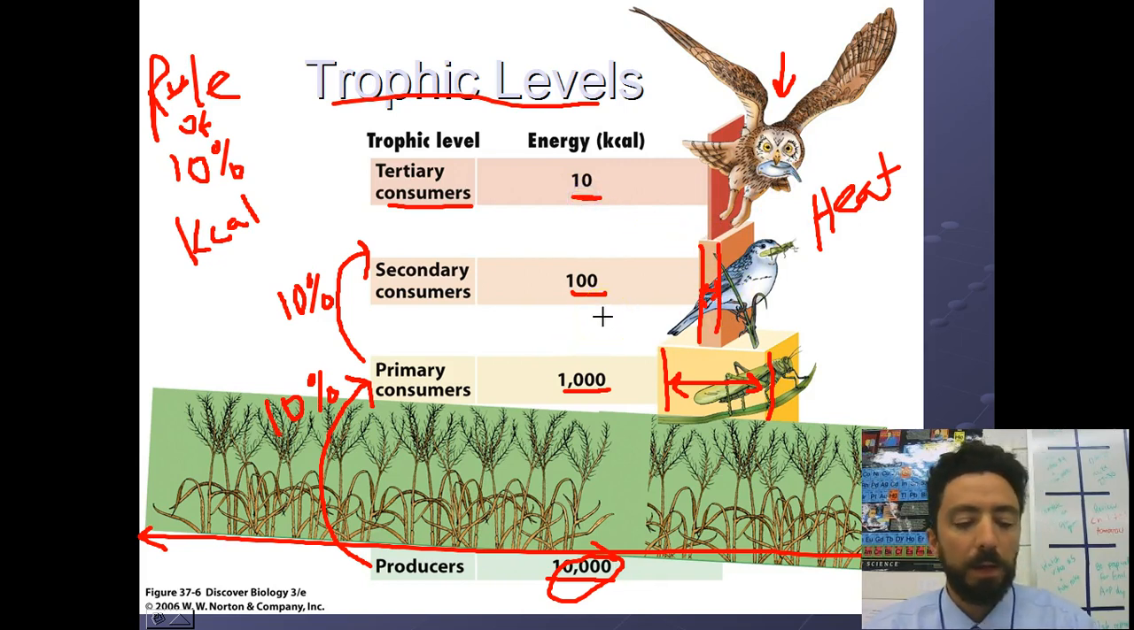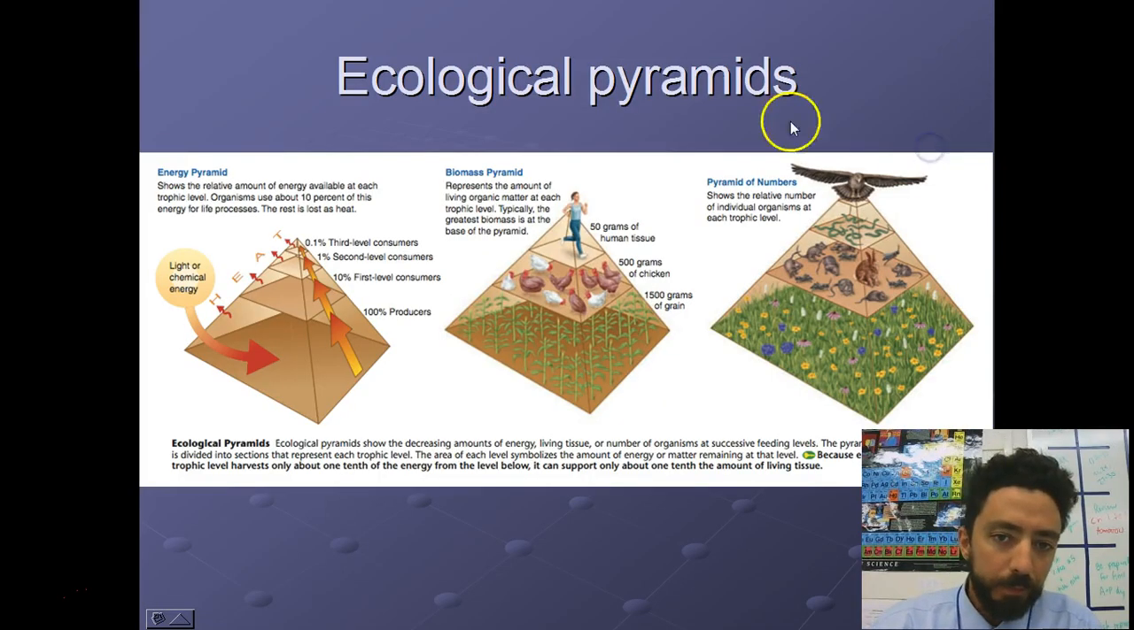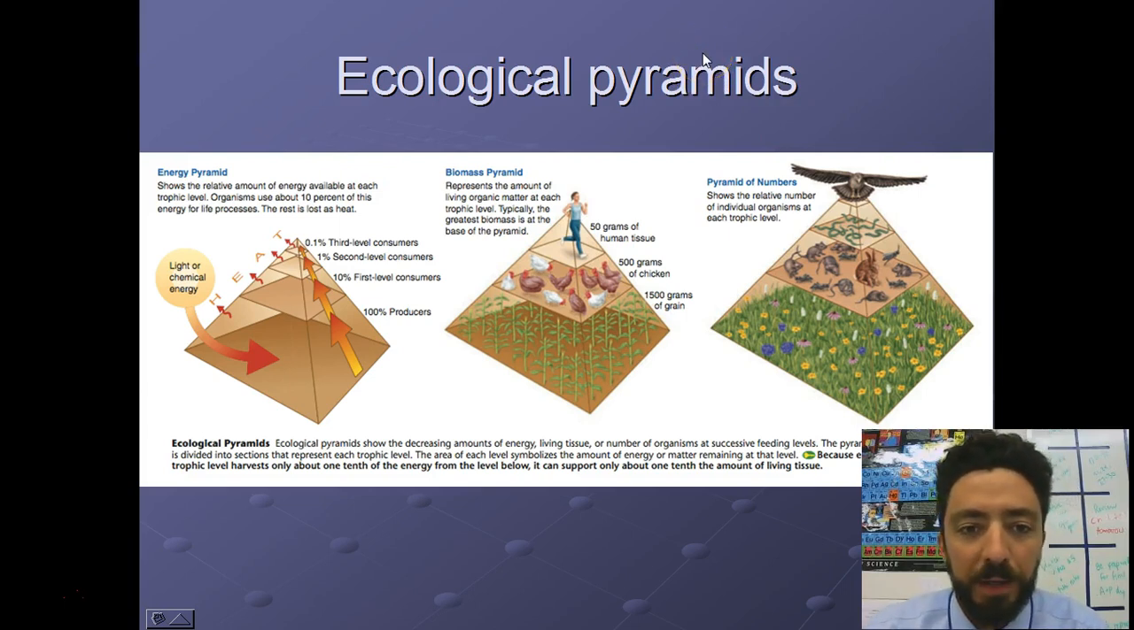So a very inefficient ecosystem leads to this numbers game where you end up with fewer owls on the top. We got 3 different types of ecological pyramids. The energy pyramid I've kind of described before. This is the relative amount of energy available to each level. So as you go up, you lose 10% of the previous number, right?